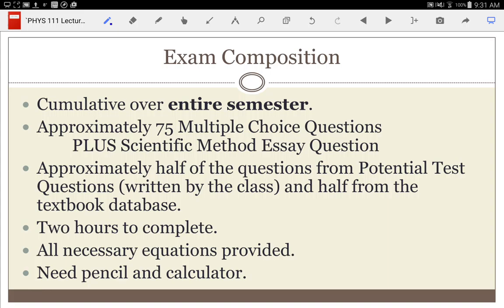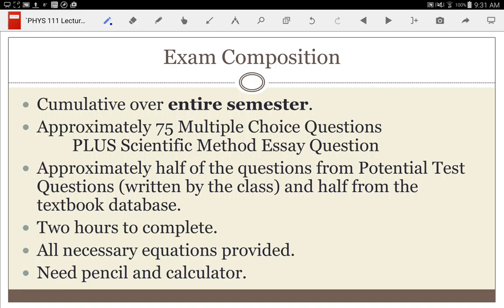What's it going to cover? It's going to cover the entire semester. So it will have a higher emphasis on material since the last exam, but it will cover the entire semester. So I will probably have something like 1 or 2 questions per chapter up until the second exam, and then the more typical 5 per chapter after that. So it's emphasizing the later, but it's cumulative over the entire semester.